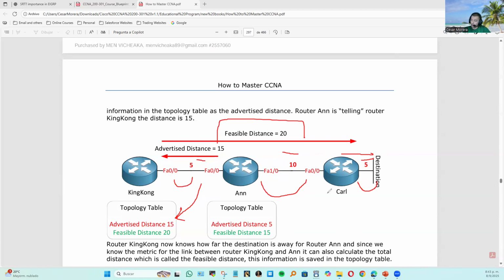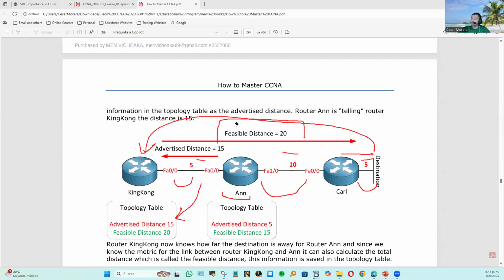Now, we already have 15, and that's what it costs us to get to the King Kong location. So we already have that 15. Now we want to know the feasible distance: 5 plus 10 plus 5. That is the feasible distance to get all the way from the destination to King Kong path.